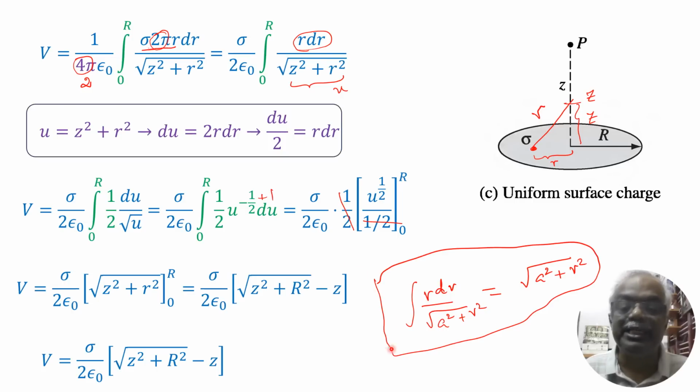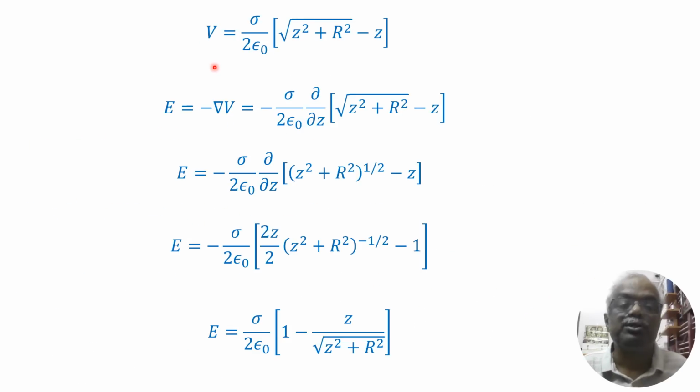If you integrate r over a squared plus r squared dr, you will get square root of a squared plus r squared. So our potential is equal to sigma over 2 epsilon naught times square root of z squared plus r squared minus z. Now we have to calculate the electric field. We know the potential, and the electric field is the negative gradient of the potential.